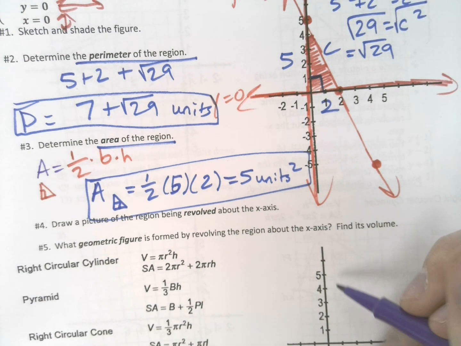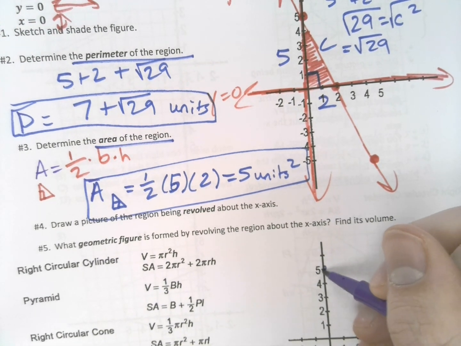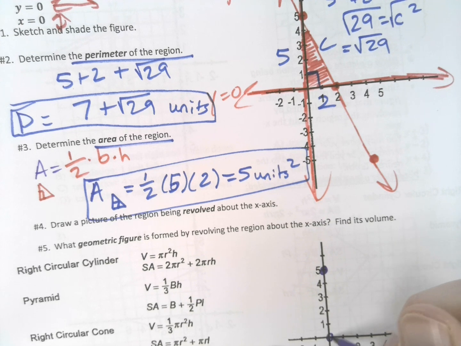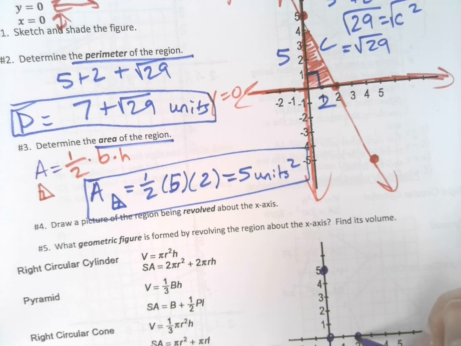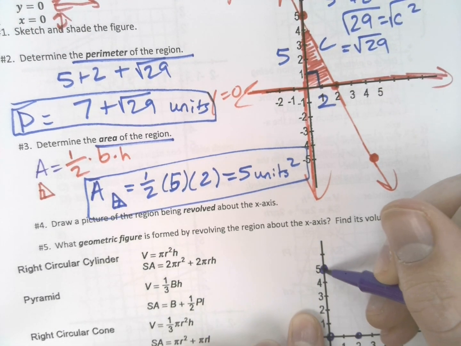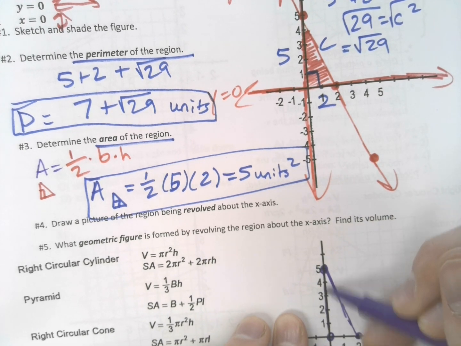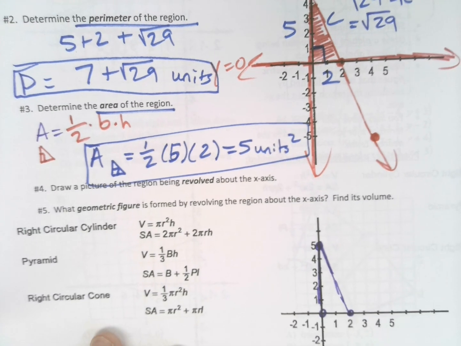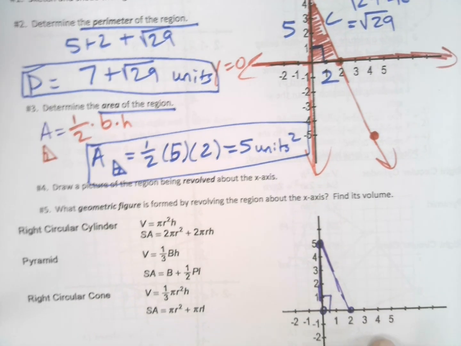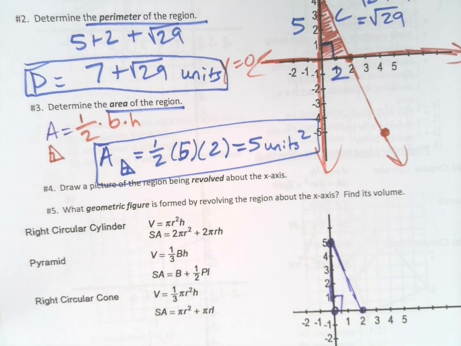Okay, here's what I want you guys to do. Give me a triangle down here, the same exact triangle. You don't have to draw all the lines. Just give me the, goes out to 2 on the x-axis, goes up to 5 on the y-axis. Just give me this right here. Okay. Here's that same triangle. How do we revolve this around the x-axis?